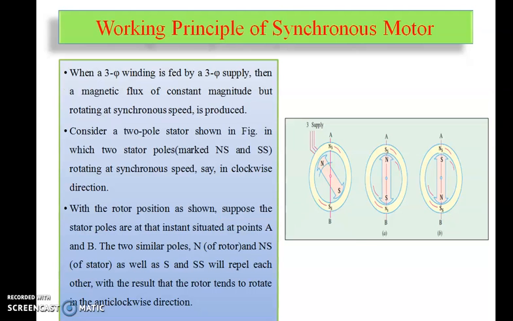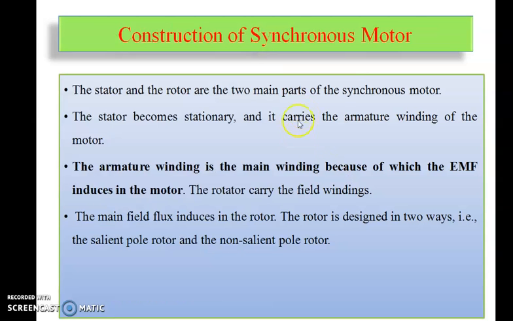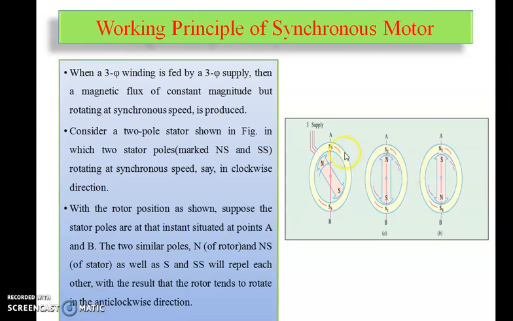Now we will see the working principle of the synchronous motor. As we know, the synchronous motor works on a three-phase AC supply. It has a three-phase winding on the stator side. As in the construction, the stator has the main winding or armature winding. This stator part has a three-phase winding, while the rotor, which basically uses a salient pole rotor, has a field winding wound over it.